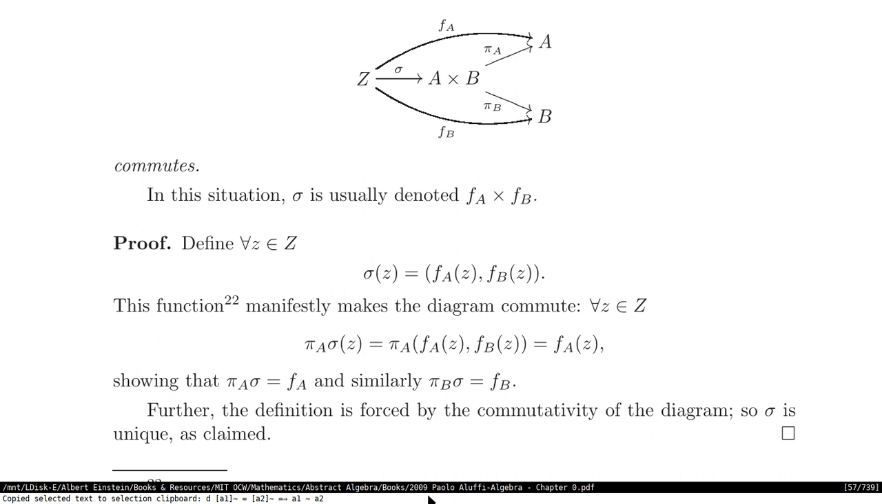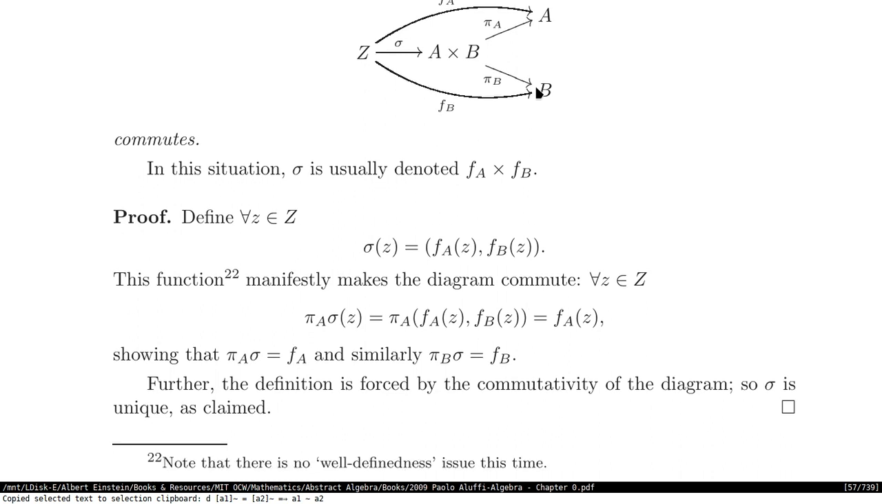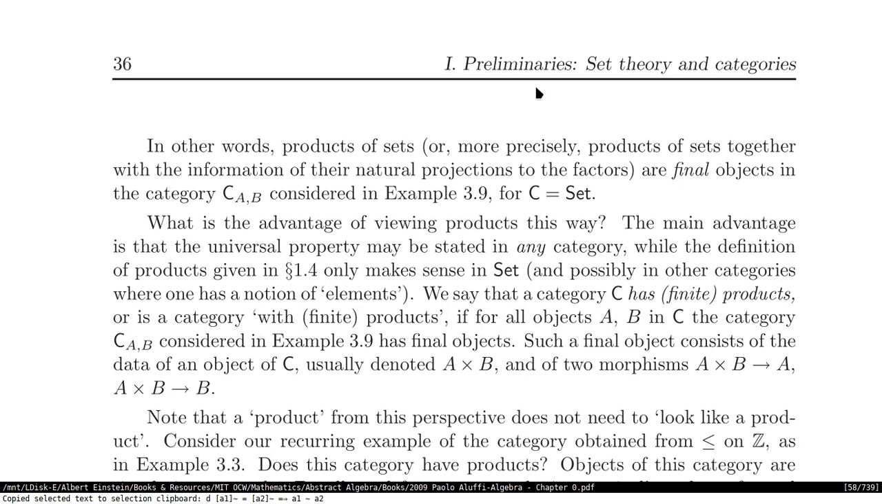So this diagram actually makes the whole thing commute. If you take the composition pi A with sigma of z, you're going to have pi A applied to FA of z and FB of z, and as we know, the projection just takes one of the components, so you're going to have FA of z, and in the same way for FB, right? So this lets us do everything smoothly, and the whole thing commutes. Okay, so that was about the products.